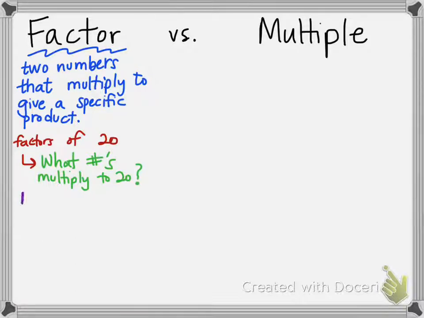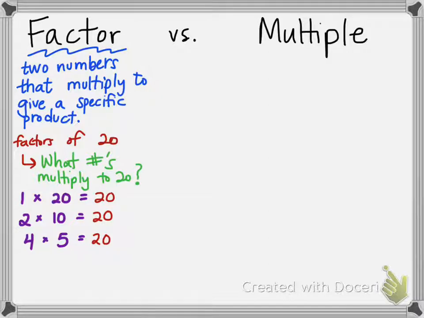So, we know right away that 1 times 20 does in fact equal 20. Then if I just go to the very next number, 2 times 10 is also equal to 20. 20 does not divide by 3, so that one won't work. However, I can multiply 4 by another number 5, and 4 times 5 does give a product of 20. 6 does not multiply by anything to give us 20, neither does 7, neither does 8, neither does 9, and then we're right back to 10.